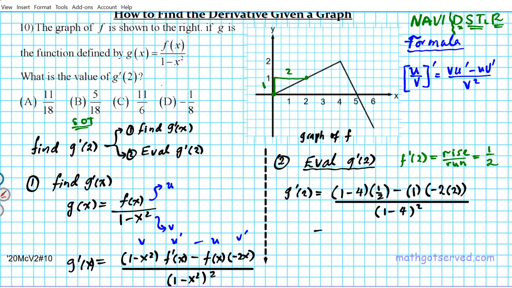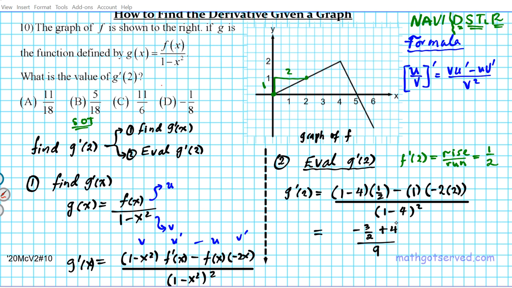Okay, now let's PEMDAS this real quick. 1 minus 4 is negative 3. So negative 3 times 1/2 is negative 3 over 2. So we have negative 3 over 2, and then this is plus 4 divided by 1 minus 4, which is negative 3. And when you square that, you get positive 9.